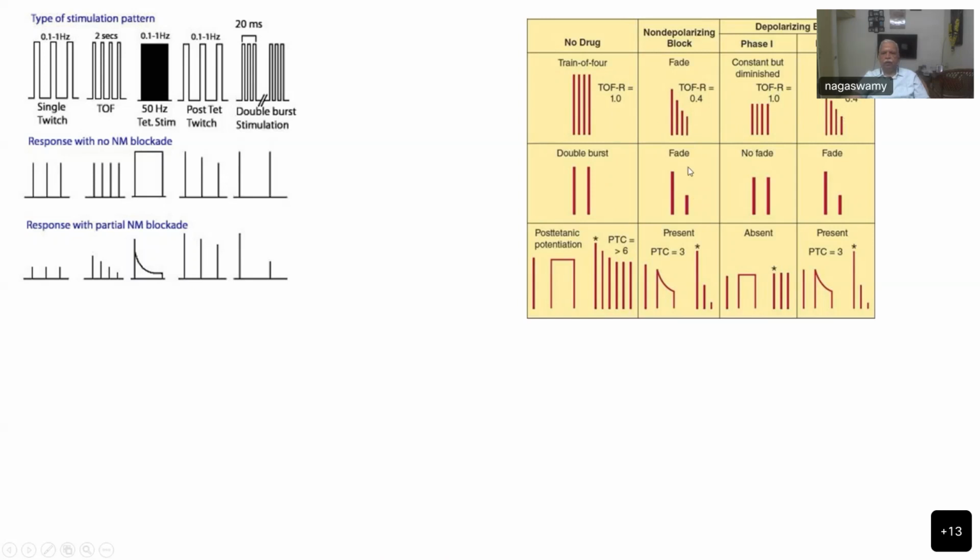Now the double burst: there is no fade, the twitches are equal but smaller, and again the same response will be there, just like the train of 4 we described, a shorter version of that. So by just drawing these lines you can save time and mention that fade can be elicited with both train of 4 as well as double burst. And in post-tetanic potentiation, you find there is a decrease, and then the first twitch after the tetanic stimulus is always larger and higher. That is what is called post-tetanic potentiation. By just drawing these lines, you can save time and explain that.